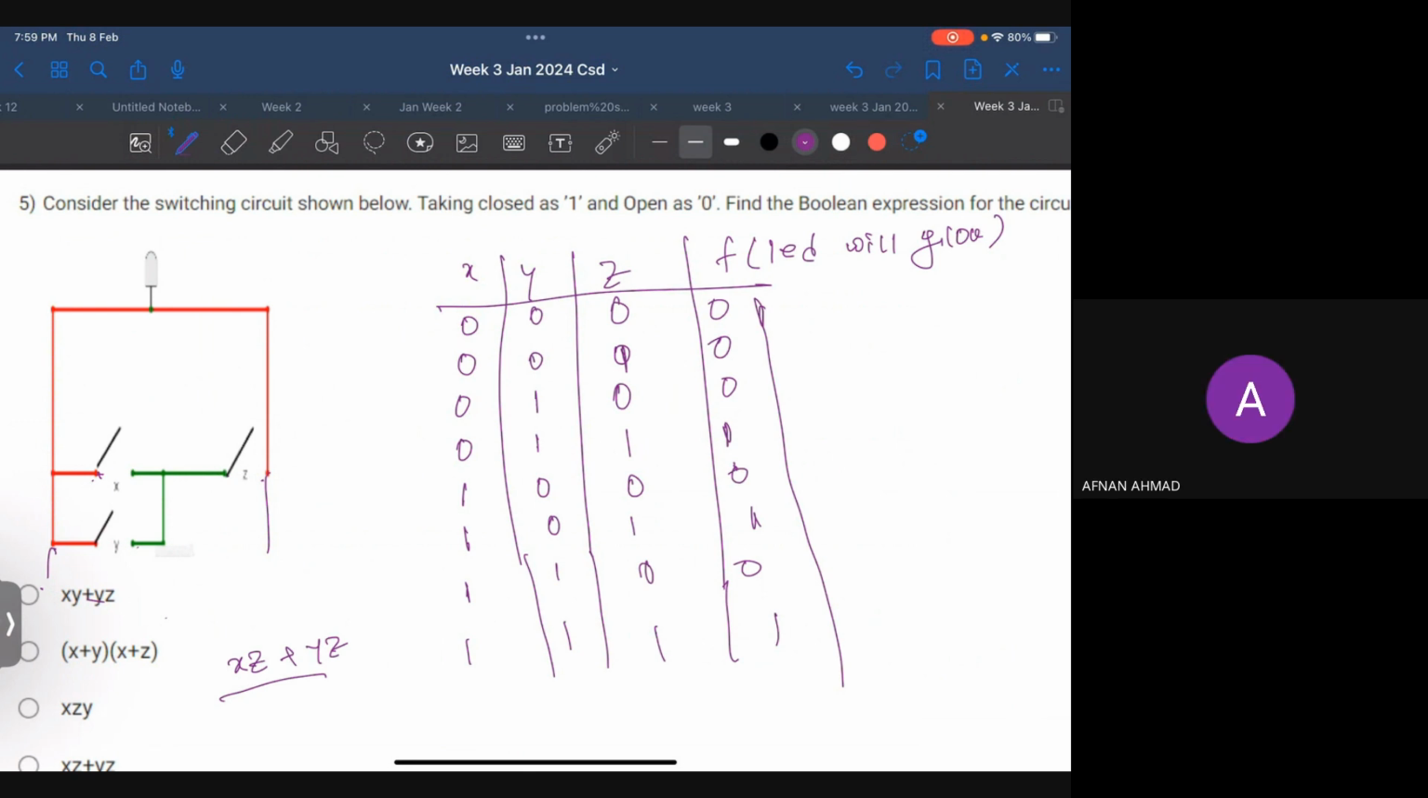One more question. In the circuit diagram, I see some wires are red and some are green. Does the color have any significance? No, it does not have any significance. Okay, sure. So up to that is clear.